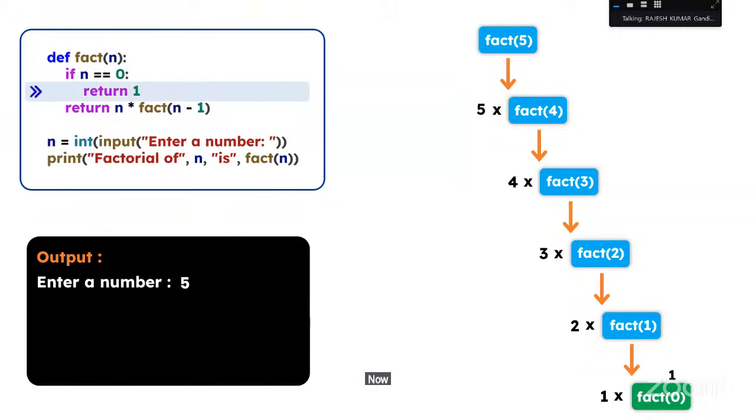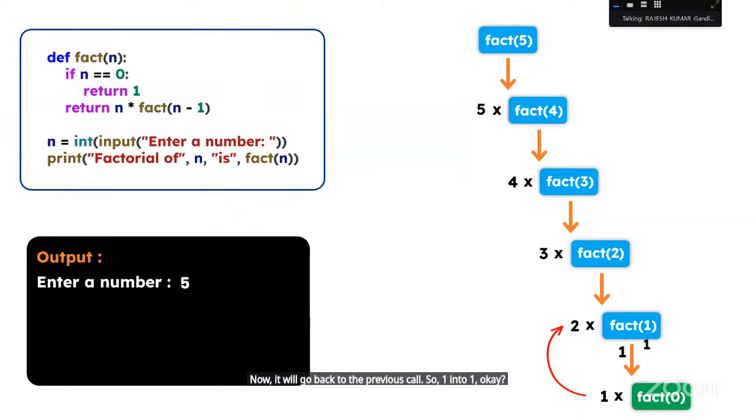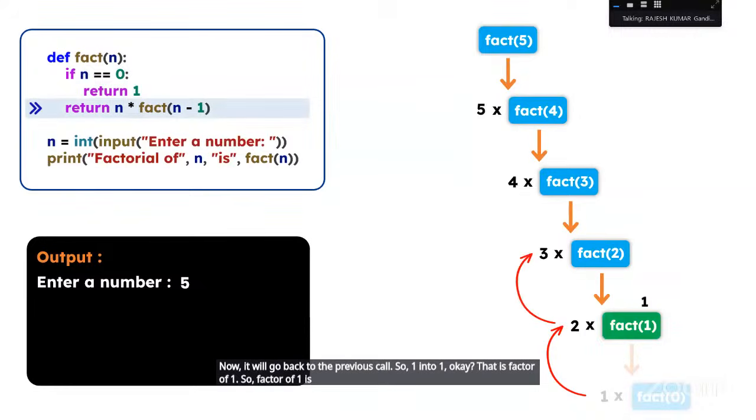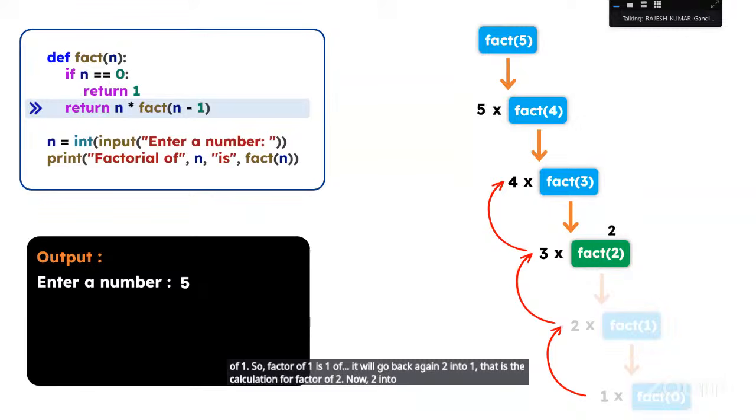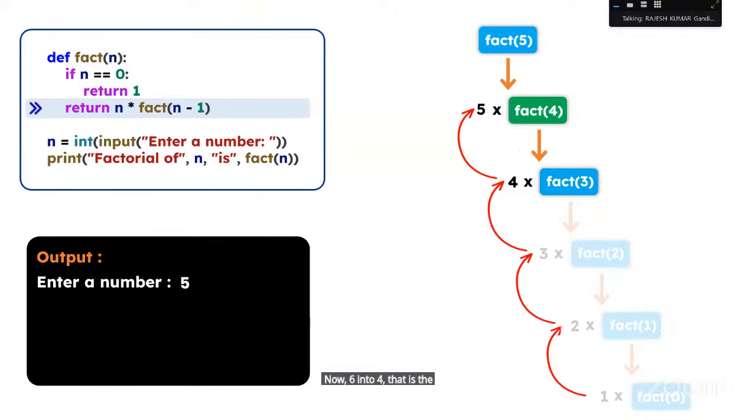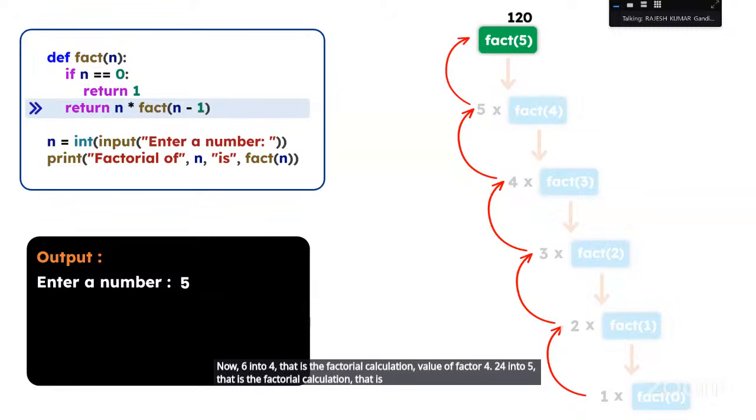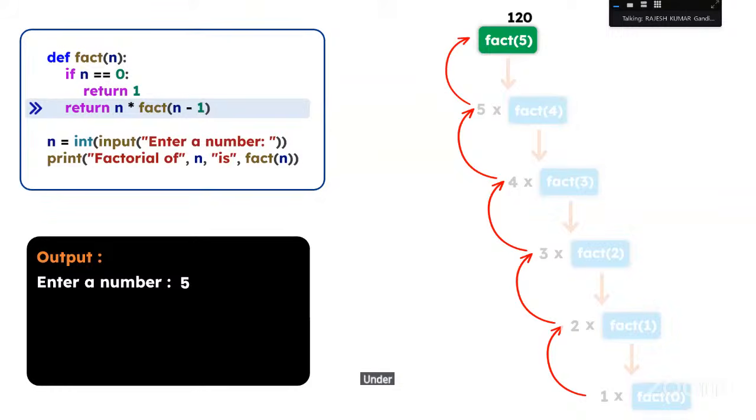Now it will go back to the previous call. So 1 into 1. Okay. That is fact of 1. So fact of 1 is 1 now. It will go back again, 2 into 1. That is the calculation for fact of 2. Now 2 into 3, that is 6. That is the factorial value of fact of 3. Now 6 into 4. That is the factorial value of fact of 4. 24 into 5. That is the value of fact of 5. That is 120. Understood? This is how it comes back.